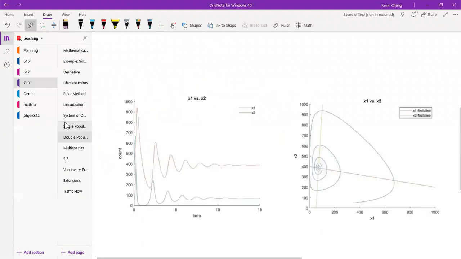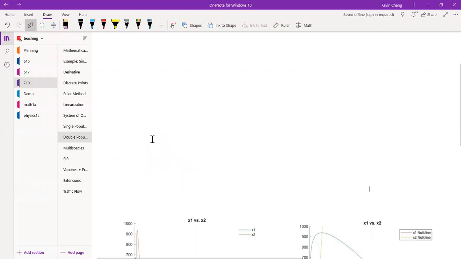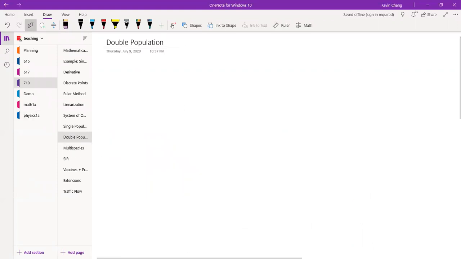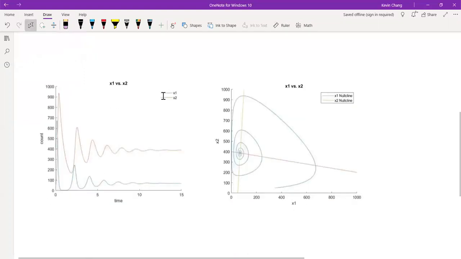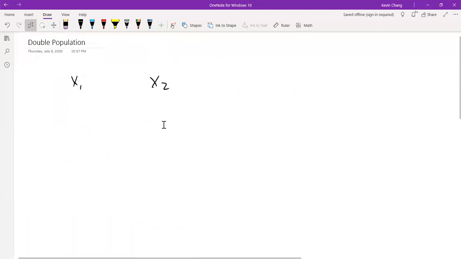I don't know how much time we're going to have to talk about multi-species, but we can at least talk a bit about double species. In this case, we're going to have two species, let's say x1 and x2. We're going to say that the species x1 is going to be our predator, and x2 is going to be our prey.